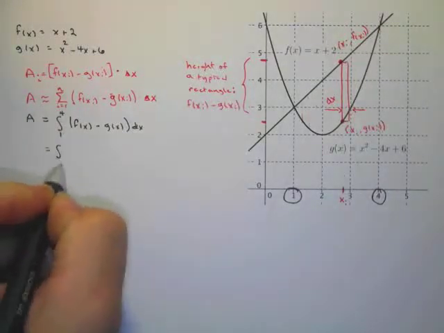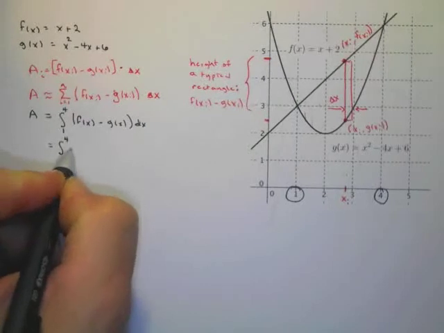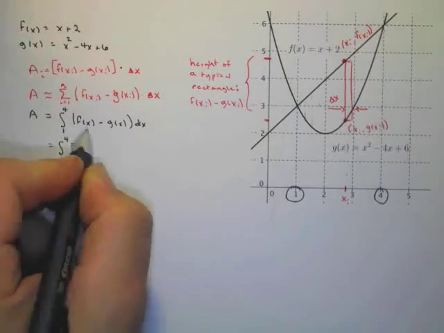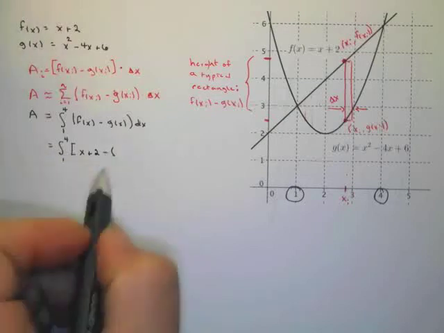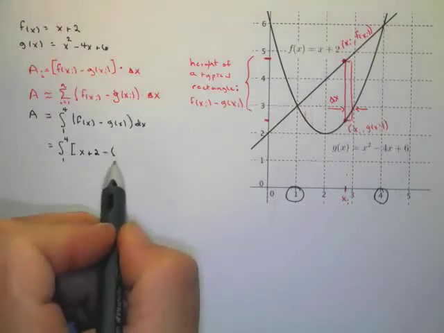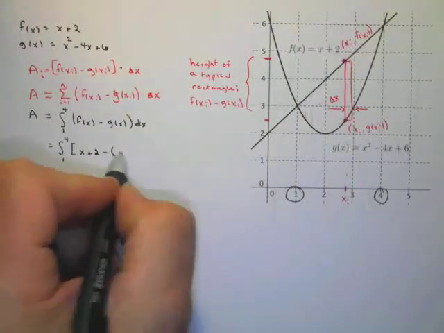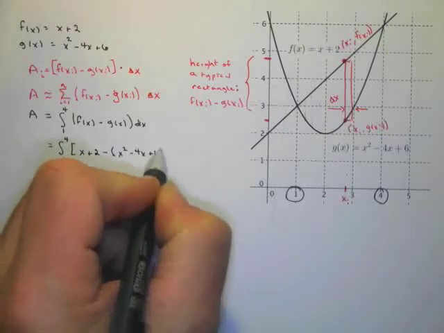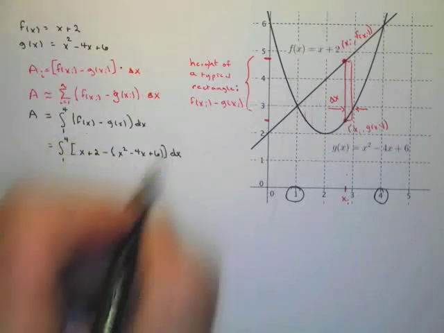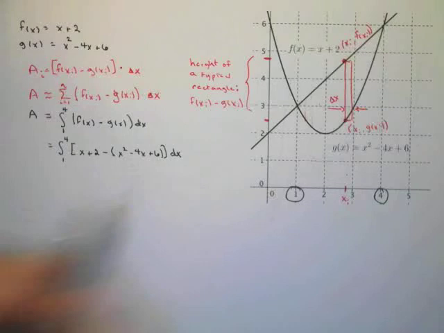Now, another recommendation, I always suggest write down what you mean here. This is the integral from 1 to 4 of f of x, which is x plus 2, and then g of x minus the entire quantity, so I'm going to use a parenthesis here, x squared minus 4x plus 6 dx. And if you'd like to distribute the negative through there and simplify that, that's fine.